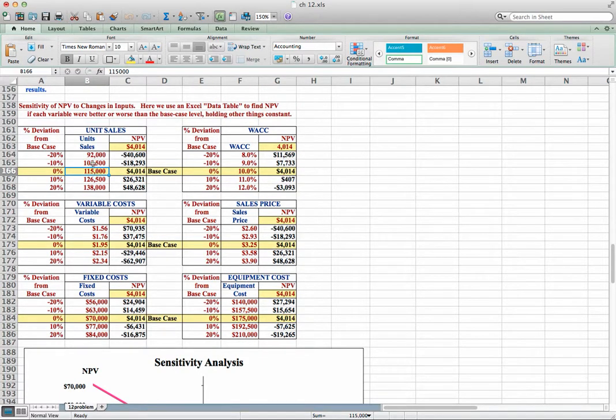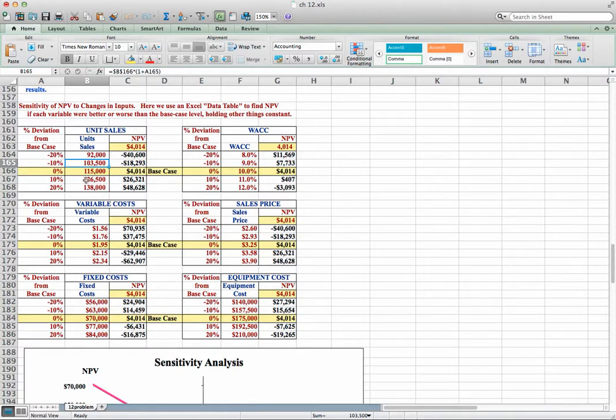Then we want this to be 10% less than our base case. So all we have to do is take our base case, which is this B166, times 1 plus our deviation from the base case, which in this case is negative 10%. So this 103,500 is 90% of 115,000. And this is 10% greater than 115,000, and this one is 20% greater than 115,000.